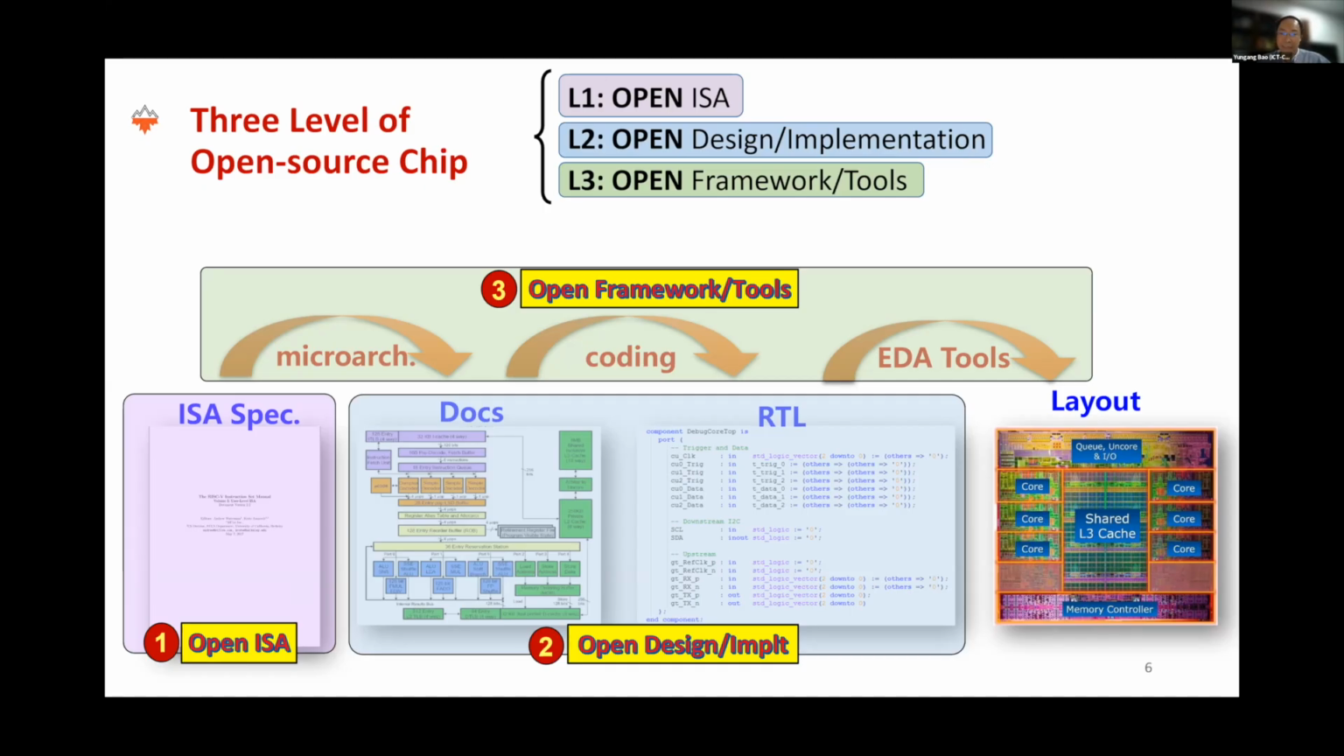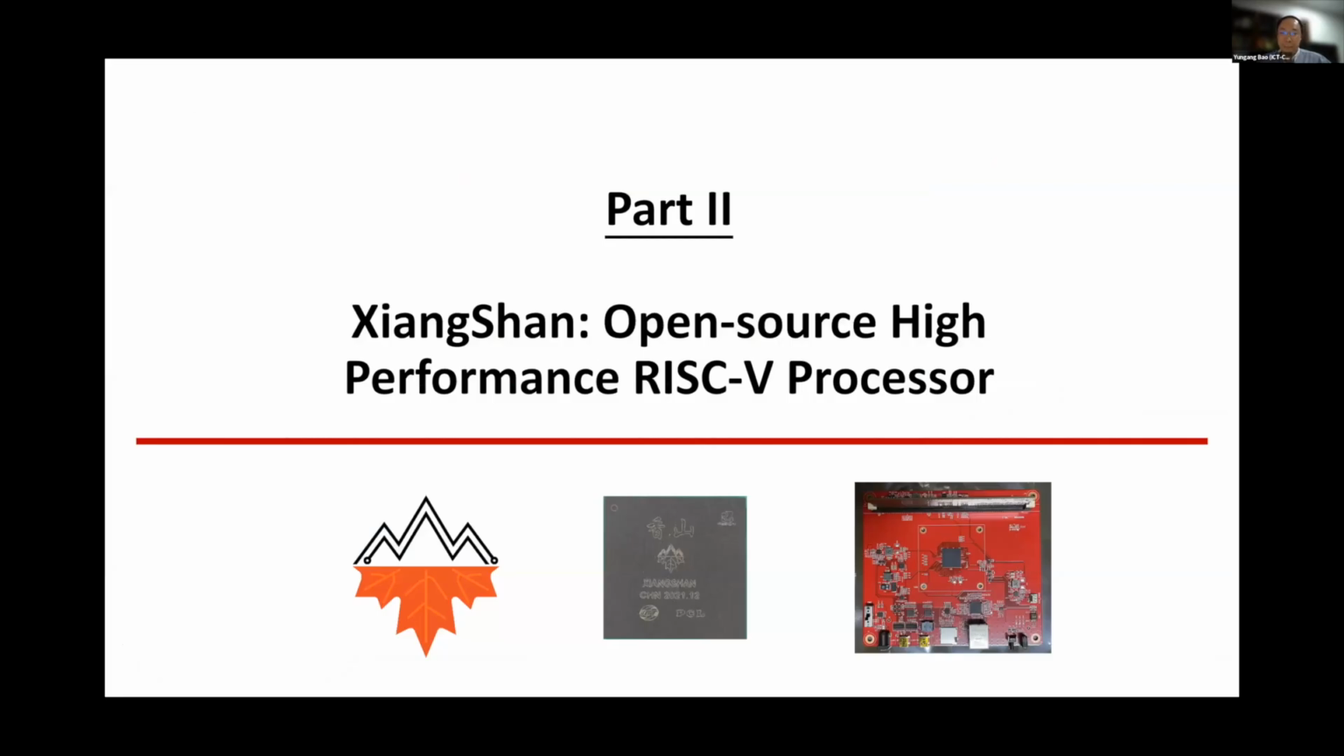Currently, I don't think there is any open source chip project that can achieve level 3, but this is our goal. We are working towards level 3. Xiangshan is the project towards level 3. We launched the Xiangshan project 3 years ago in 2019. Actually, we started coding in 2020. Next, I will briefly introduce Xiangshan.